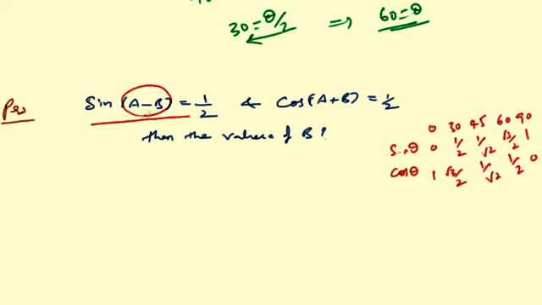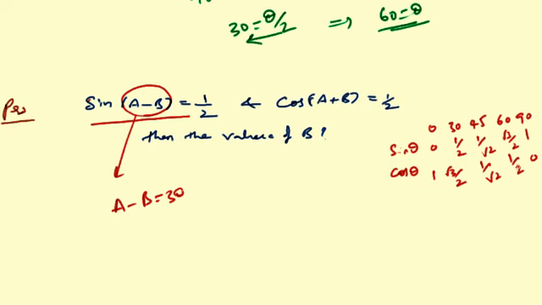So friends, sin of something is equal to 1 by 2. When the sin value is 1 by 2, the angle is 30 degrees. So from this I can clearly say that A minus B is nothing but 30 degrees, and cos(A plus B) is nothing but 1 by 2.